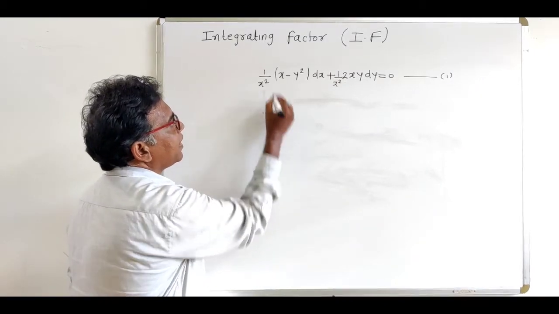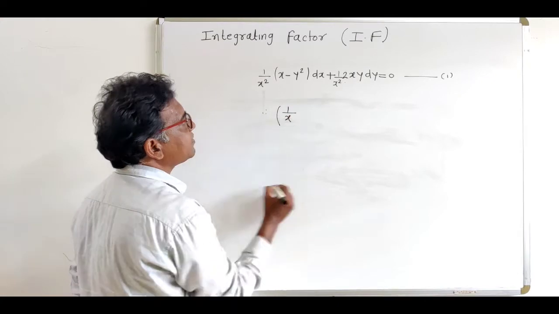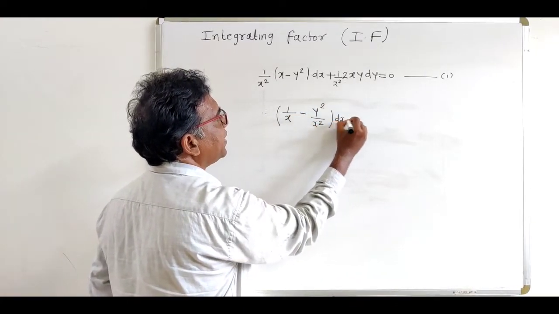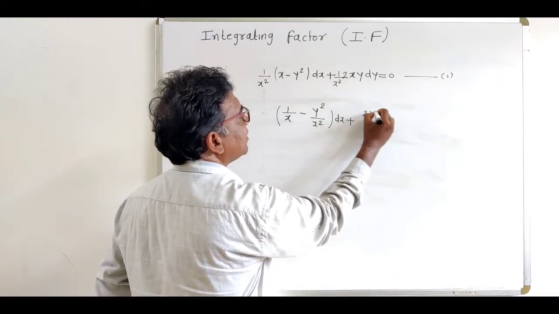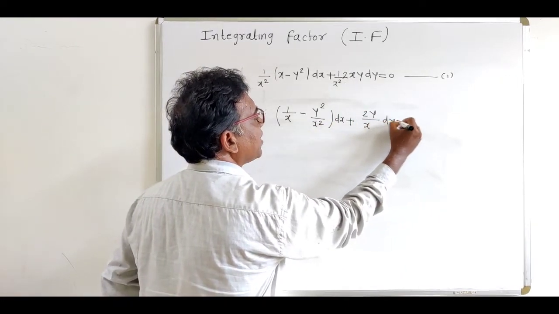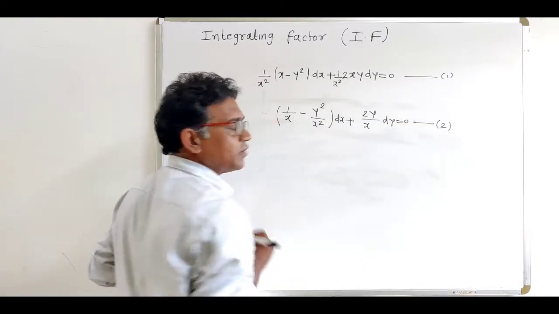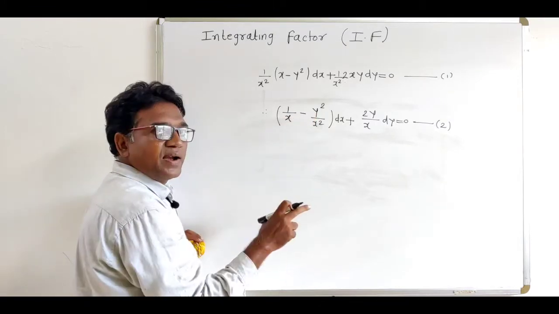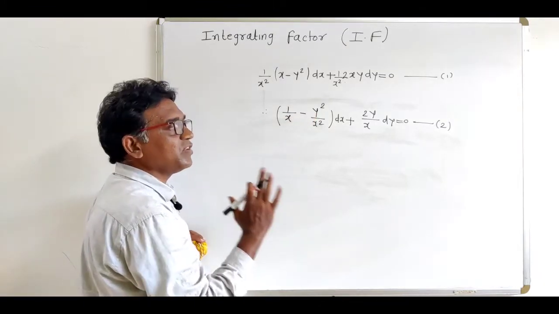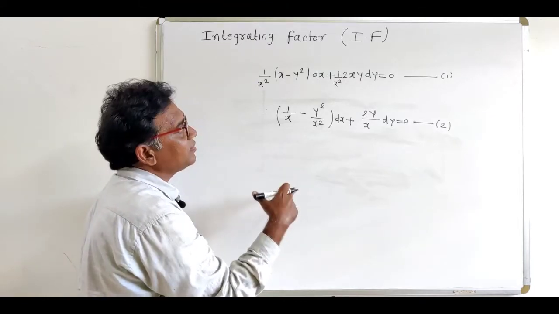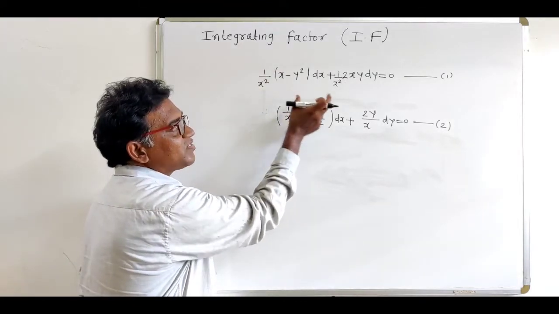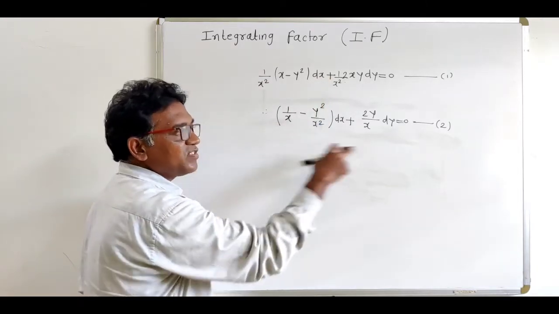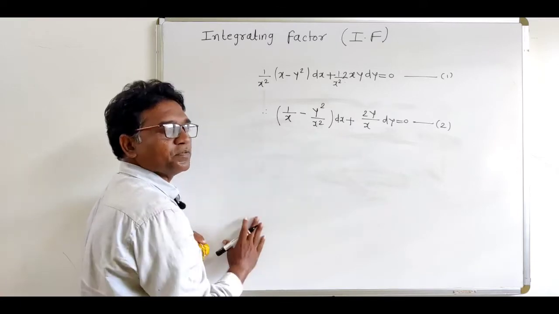So what do we get? x upon x square, this is 1 upon x, minus y square upon x square dx. This x gets cancelled. This is 2y upon x dy equal to 0. So this is our new equation. Our equation 1, we have seen, is a non-exact differential equation, and what we have done is just multiply equation 1 by a certain term, suppose 1 upon x square. So we get this new equation, equation number 2.